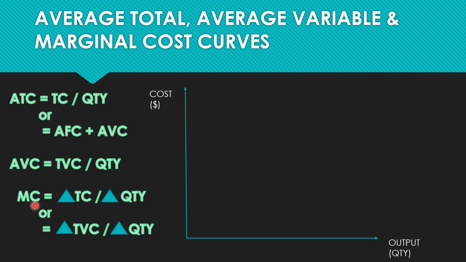Now for marginal cost, please remember to find the change in total cost and divide by the change in quantity. Likewise, you can also use the change in total variable cost and divide by the change in quantity. So let's demonstrate these costs using the graph right now.